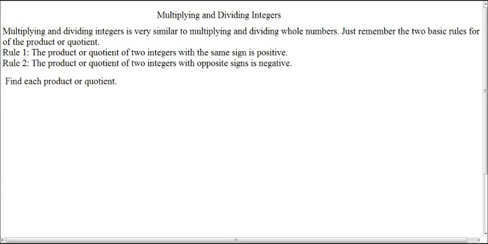Okay, again, rule 1, product or quotient of two integers with the same sign is positive. Product or quotient of two integers with opposite signs is negative. Let's take a look at some examples and see where we are.